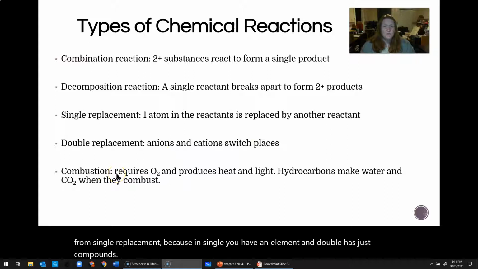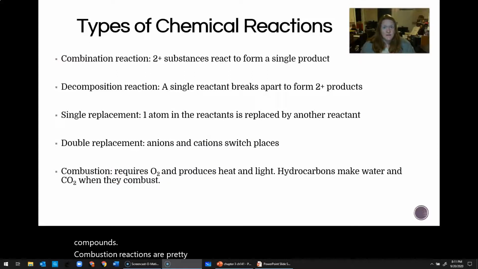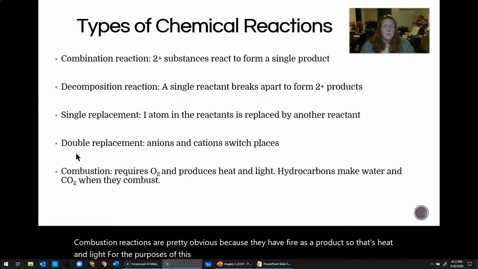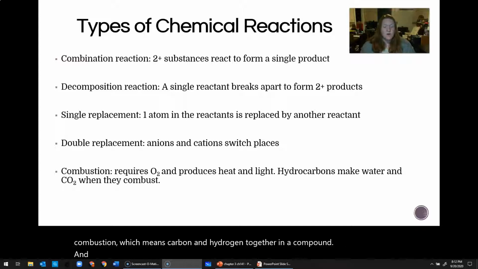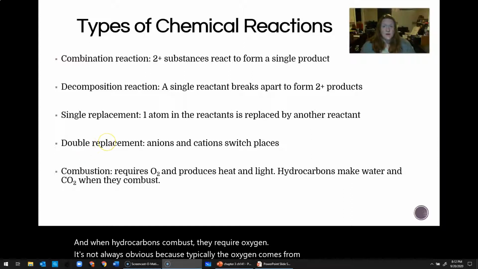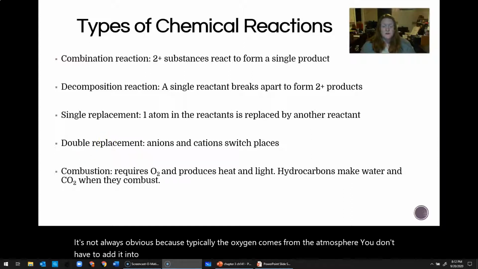Combustion reactions are pretty obvious because they have fire as a product. So that's heat and light. For the purposes of this course, we are mostly going to be looking at hydrocarbon combustion, which means carbon and hydrogen together in a compound. And when hydrocarbons combust, they require oxygen. It's not always obvious because typically the oxygen comes from the atmosphere. You don't have to add it into the reaction, it's just around.